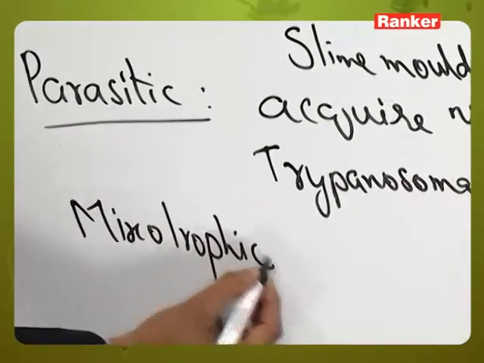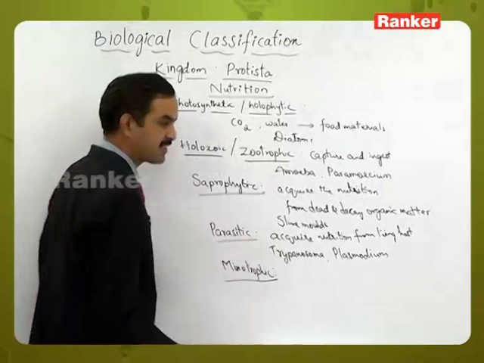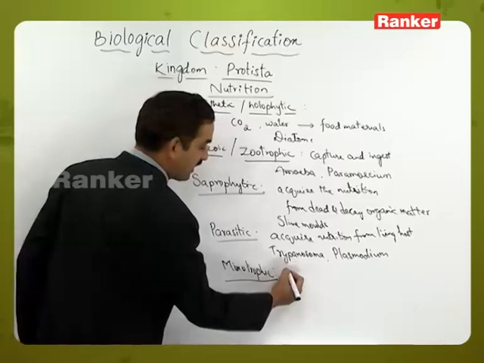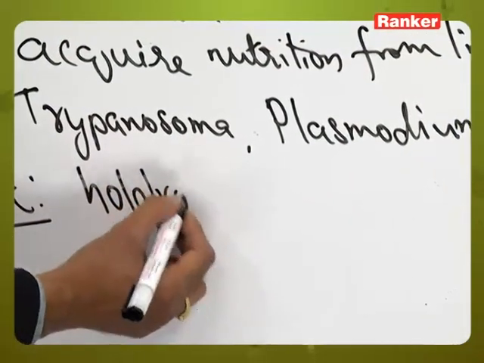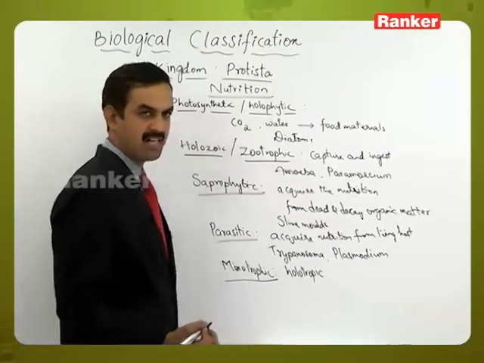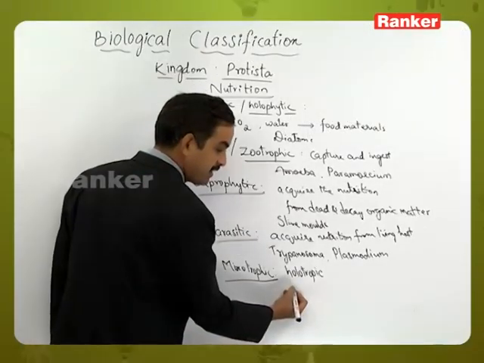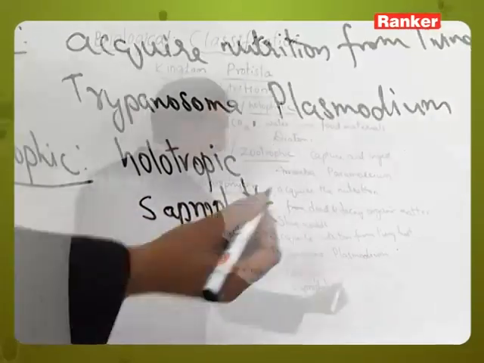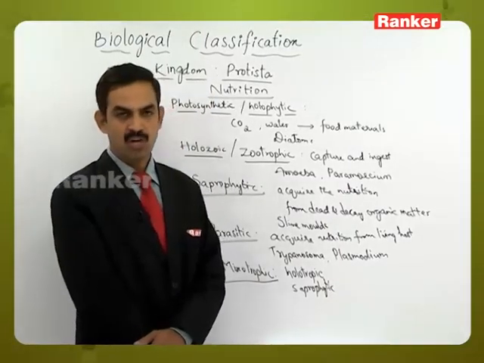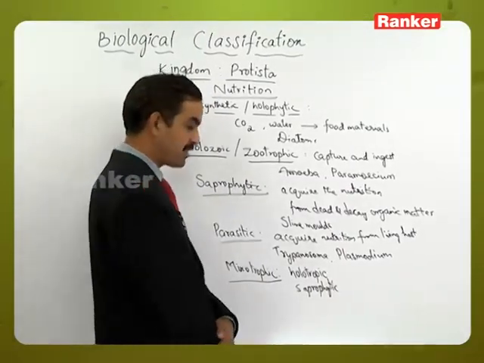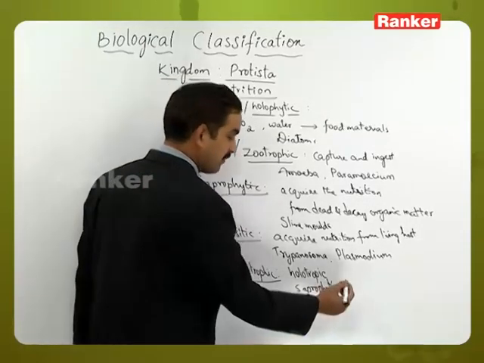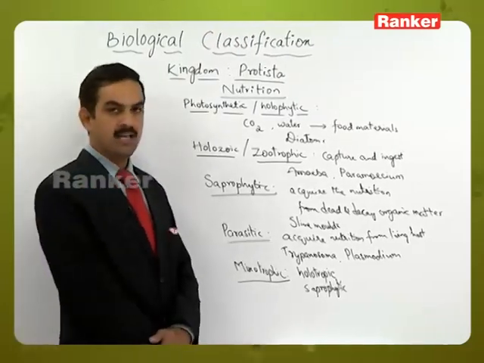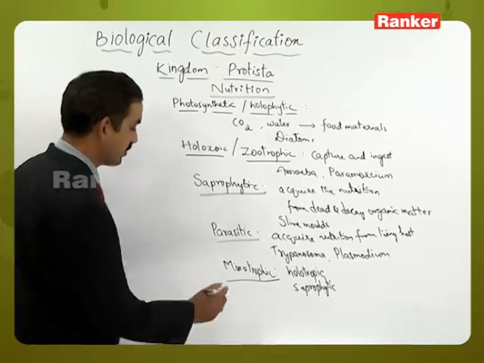Then mixotrophic type of nutrition. This is the type of nutrition where they exhibit dual nature of nutrition depending upon the conditions. Like in euglena, they may show holophytic type of nutrition whenever light is available, and at the same time they may exhibit saprophytic type of nutrition whenever the conditions are not suitable or whenever light is not available. This type of nature can be exhibited by some members like euglena. So these organisms show the mixotrophic type of nutrition. Then the next one is symbiotic type of nutrition.